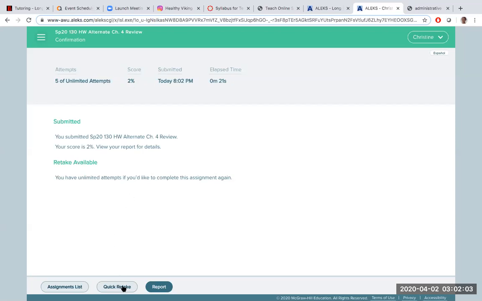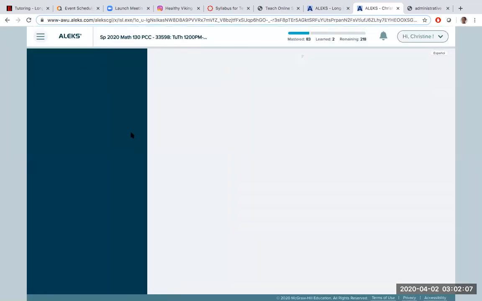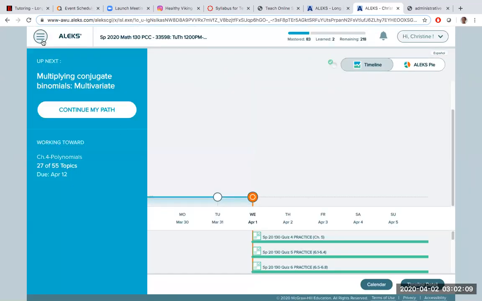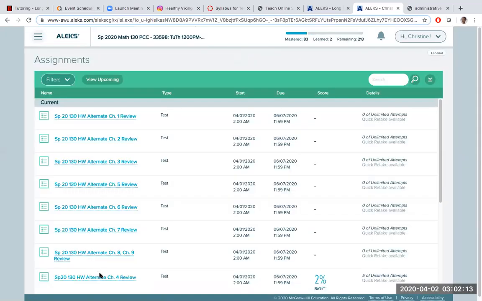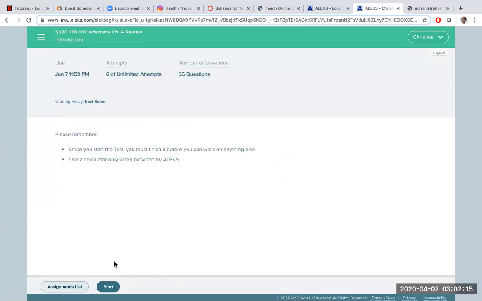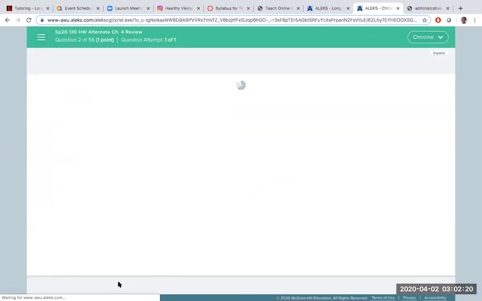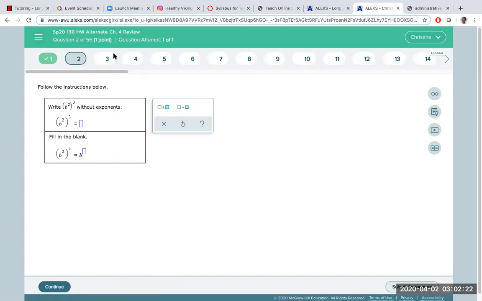So when you do your quick retake, you can either do it now or you can go back to your home page when you log in, go back to assignments, go back to homework alternate 4, and then there's your homework. Okay, so let's see what happens with this one.